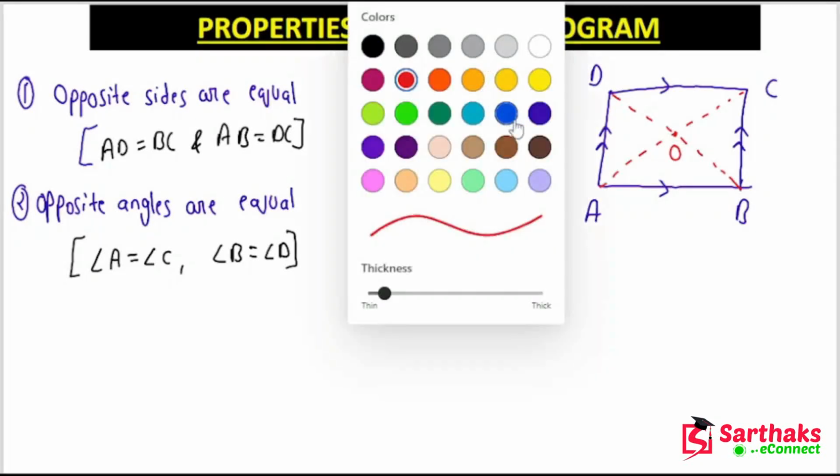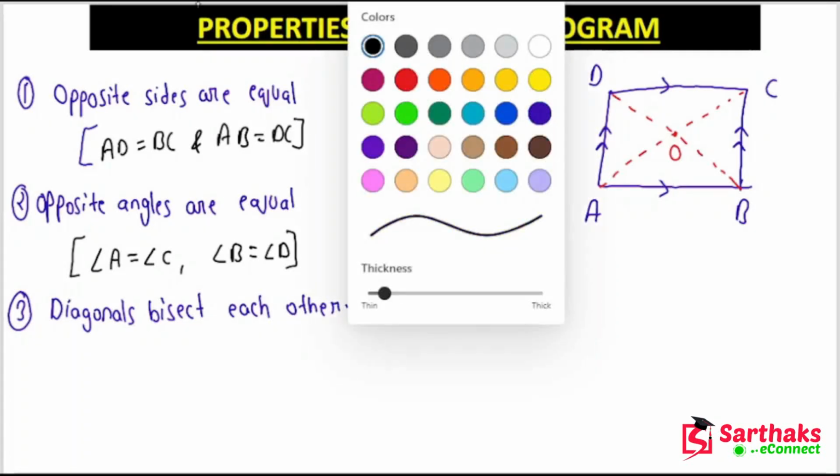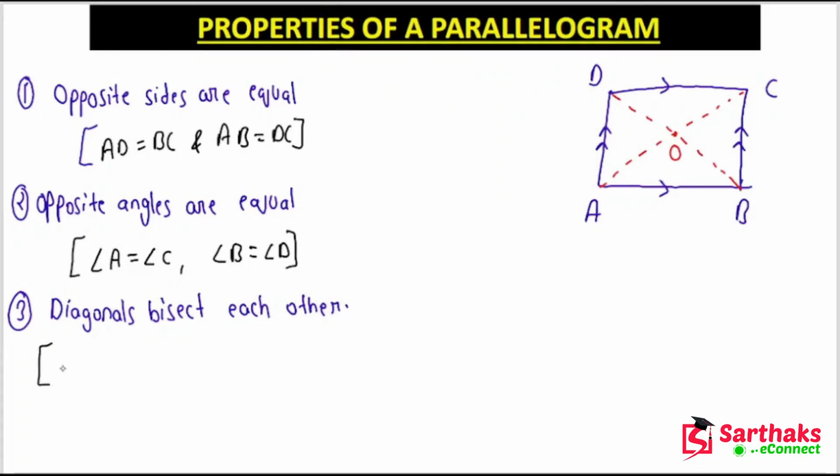So the third property simply states that diagonals bisect each other, right? So in terms of the figure, what we can write is, since they are bisecting each other, AC is getting bisected at the point O, so OA equals OC, and since BD is also getting bisected at point O, OB equals OD.